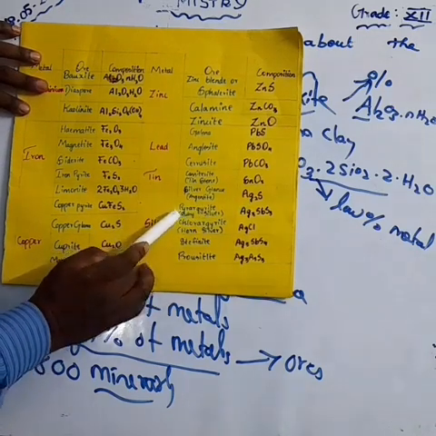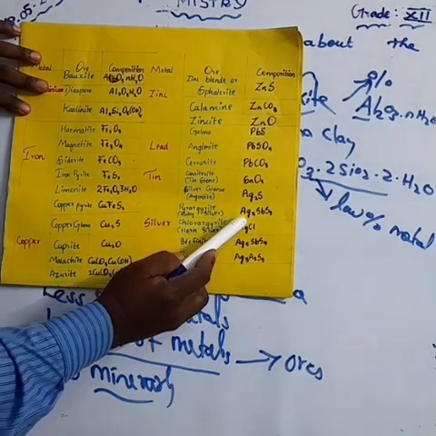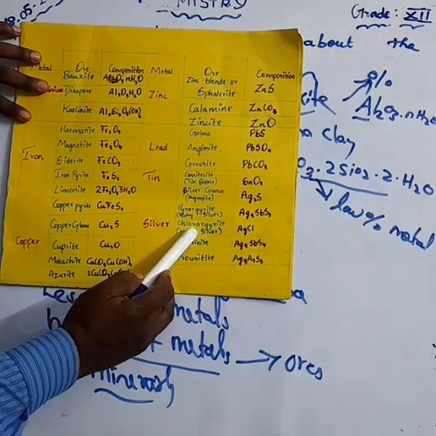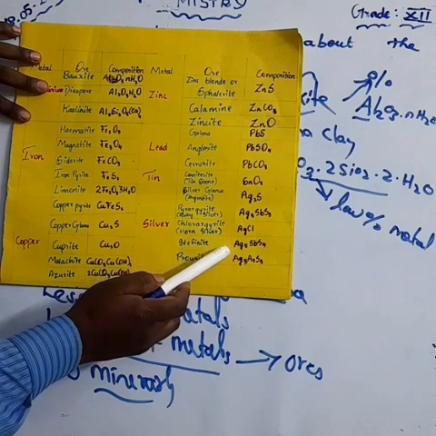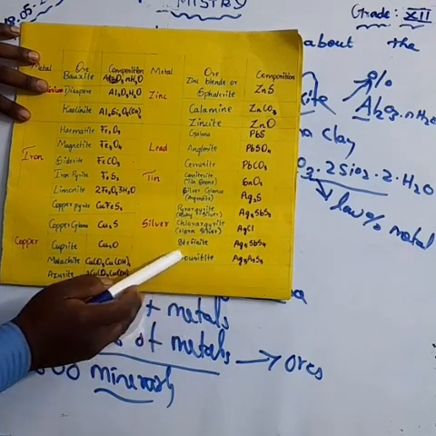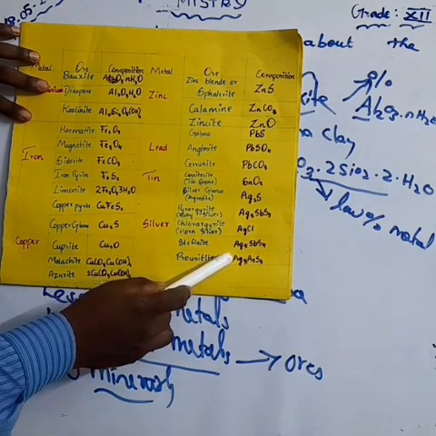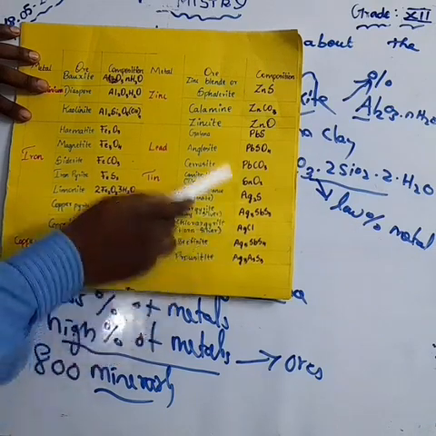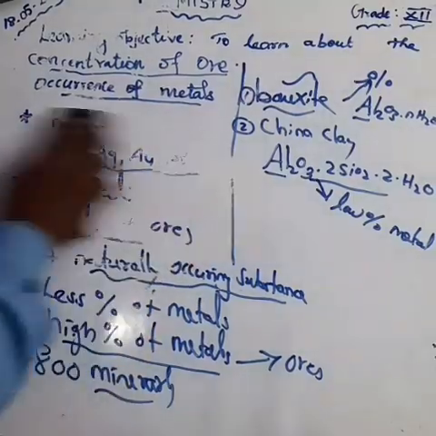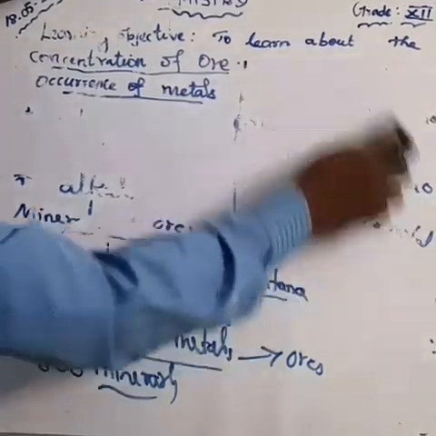Next, ruby silver. What's the formula here? Ag3SbS3. Next, horn silver, AgCl. Next, stephanite, Ag5SbS4. Next, proustite, Ag3AsS3. These are some formulas of the ores of the metals aluminum, iron, copper, zinc, lead, tin and silver. Okay, please learn this.